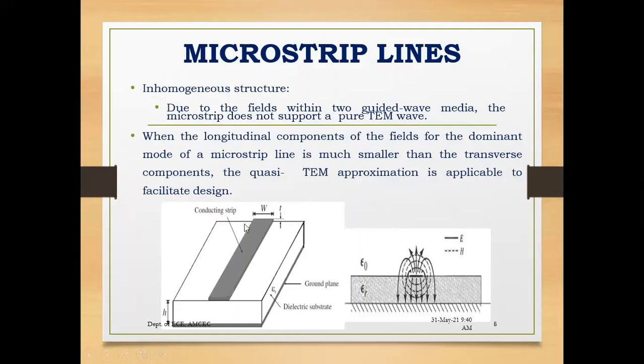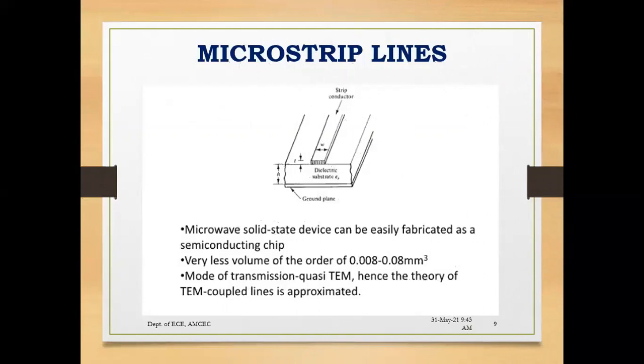And this is the same figure. The strip line is on the other side, meaning it is the conducting side of your microstrip. So you have the conducting strip, height, dielectric constant, and ground plane. Next are the properties of the microstrip line. The main property is that it is a microwave solid state device, easily fabricated using a semiconducting chip. The volume we have seen is 0.08 millimeter cube. The mode of transmission is quasi-TEM, so the theory of TEM coupled lines is approximated.